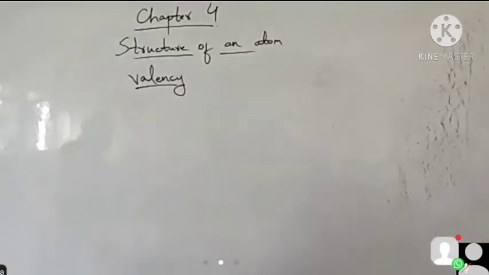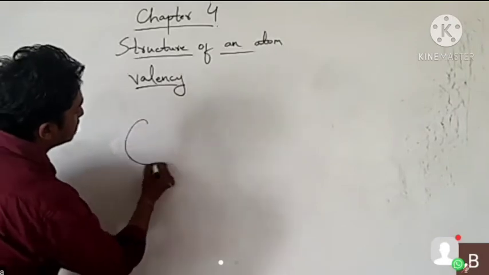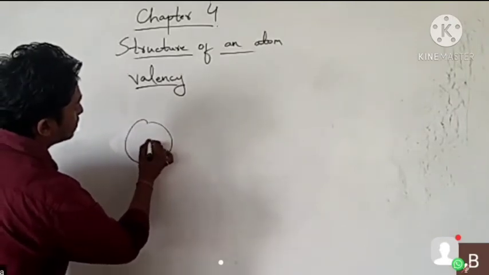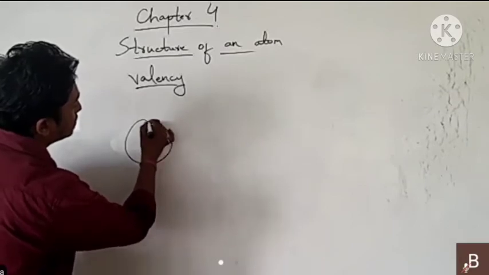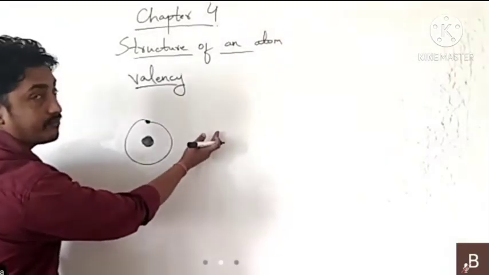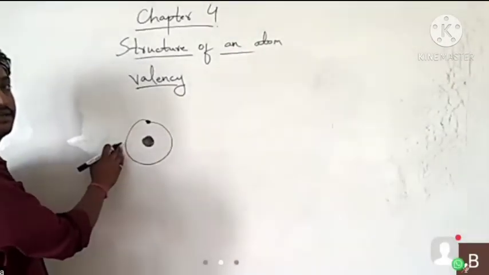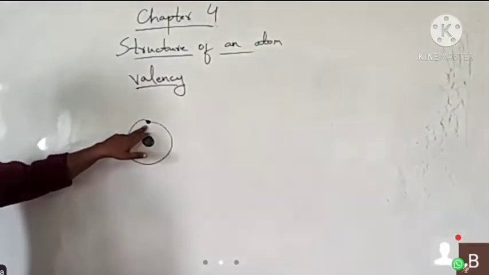So we have learned how the electrons of an atom are arranged in different cells. The electrons present in the outermost cell of an atom are known as valence electrons. This is the nucleus, okay, and the electrons in the outermost cell are known as valence electrons. Means they can give or they can take, that means they can combine with other elements. Okay, and these are called valence electrons.